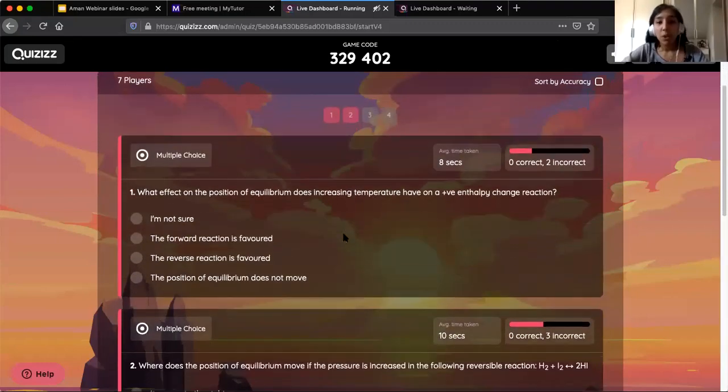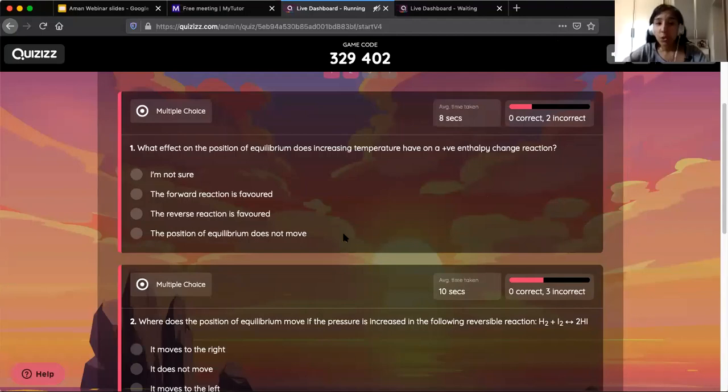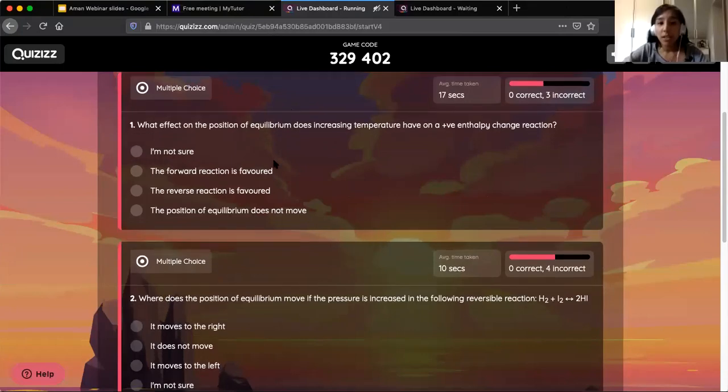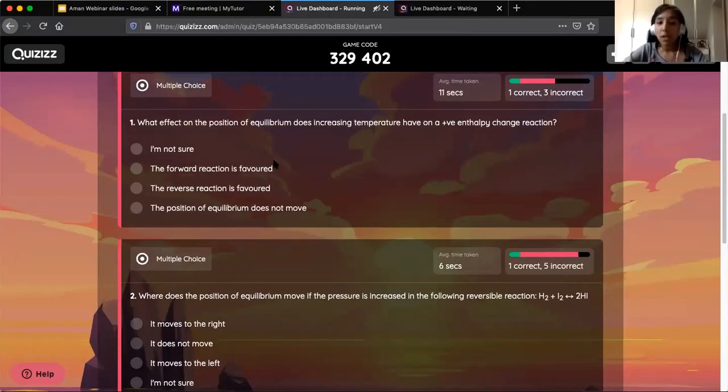So for anyone that couldn't see the questions, the first question is on the screen now. It was asking about the effect on the position of equilibrium that increasing temperature would have on a positive enthalpy change reaction. You can send answers here if you can't access it, so you should be able to see the question on the screen. Does anyone remember what happens when we've got an equilibrium, we increase the temperature, and we've got a positive enthalpy change reaction? What does that mean?